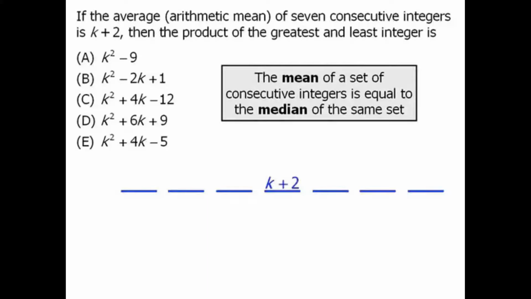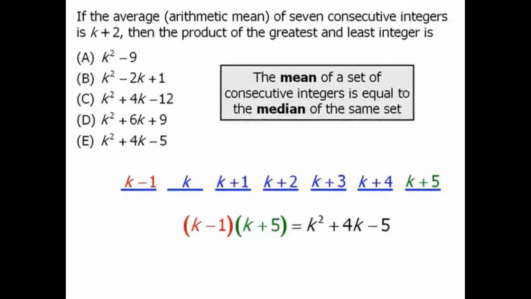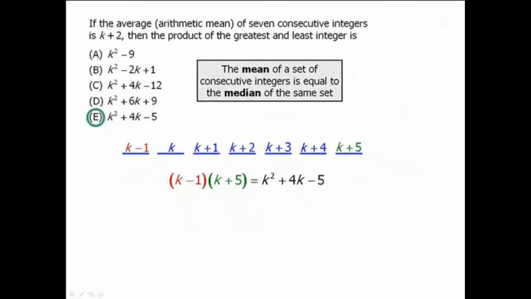From here we know our next term will be k plus 3, then k plus 4, and then k plus 5. The third term will be k plus 1, the second term will be k, and the first term, the least term, will be k minus 1. So the greatest and least integer multiplied together will equal k squared plus 4k minus 5. So our answer is E.